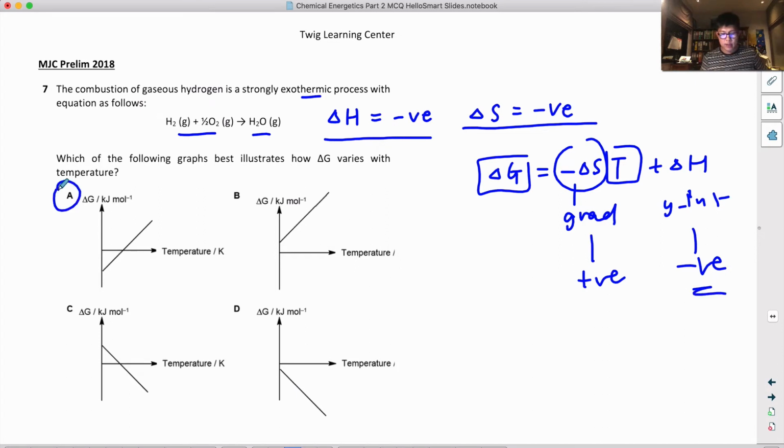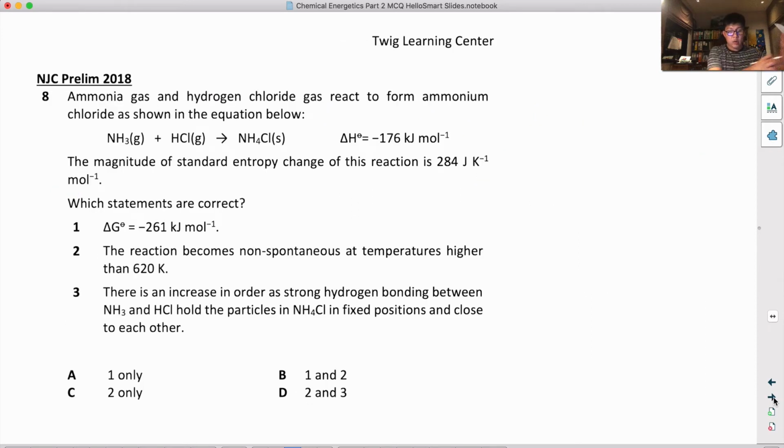Okay, let's look at the next question. Question 8. Ammonia gas and hydrogen chloride react to form ammonium chloride as shown. They said the magnitude of the standard entropy change of this reaction is 248, so you don't know the sign yet. Which statements are correct? You do have to do a bit of calculation over here to check whether statement 1 is correct or wrong.